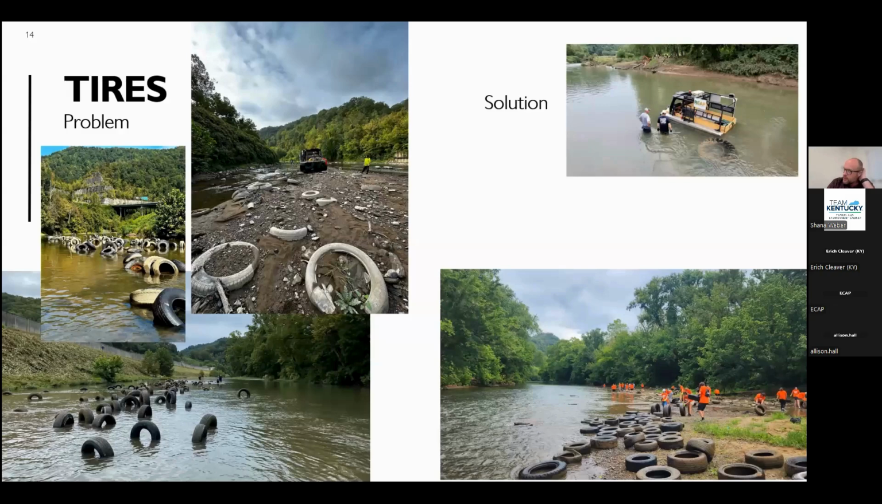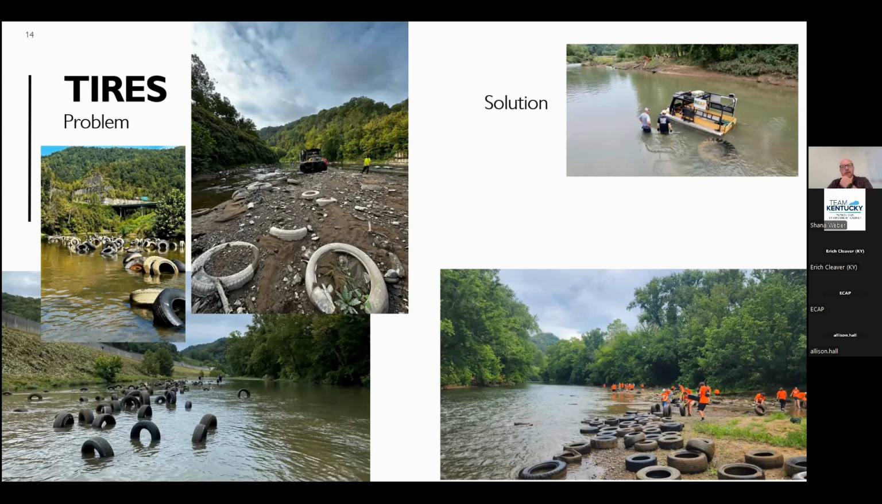Tires is also another big project that we deal with, particularly out in my area in the Big Sandy. Decades and decades of illegal dumping, the amount of tires out there is kind of mind-blowing. Estimates of half a million maybe in the Tug Fork River and its tributaries. And you can see in the picture with them buried, you can see why it's such a struggle, right?